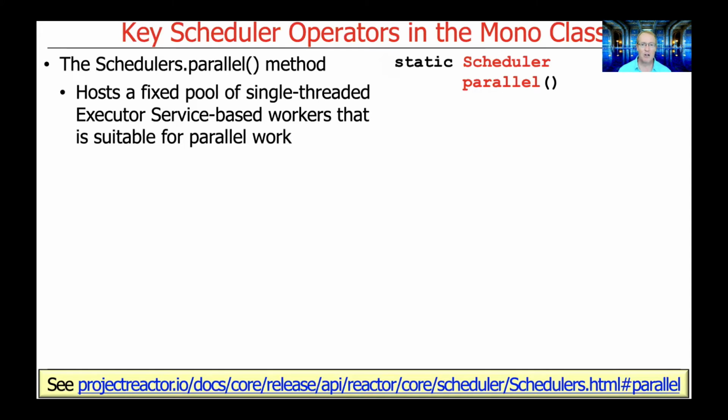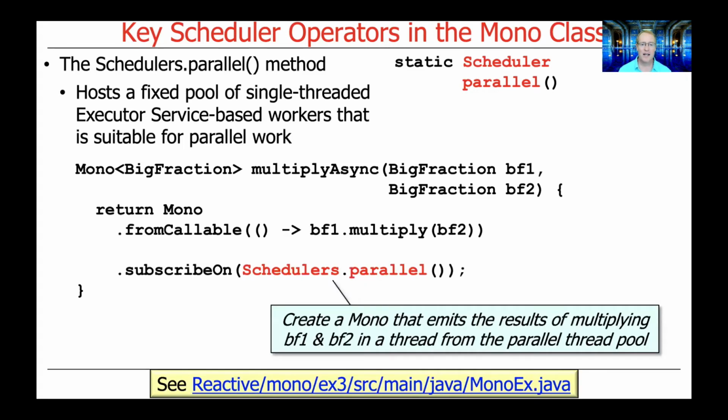The Schedulers.parallel factory method hosts a fixed pool of single-threaded executor service-based workers that are suitable for parallel work. In other words, being able to run multiple threads and run operations in multiple threads that are mapped to multiple cores. Here's a simple example that illustrates how this method can be used in practice. This method is used in the context of something called multiplyAsync. We'll talk more about multiplyAsync when we talk about the case study that's associated with this lesson.